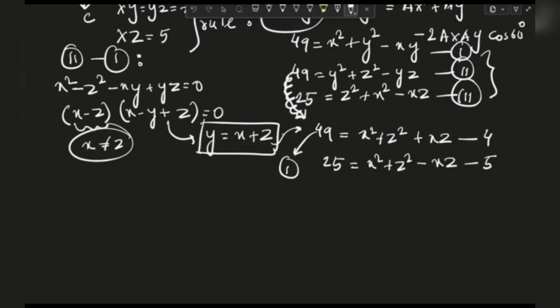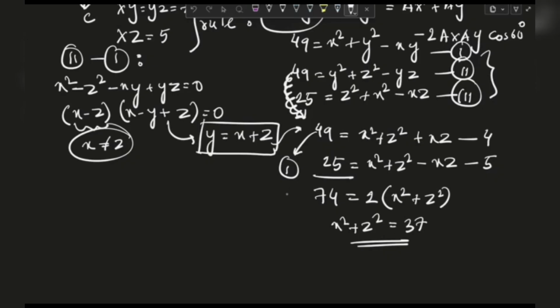If we add, this becomes 74 equals 2 times x squared plus z squared. So x squared plus z squared is 37. We also need another condition to get the values of x and z. So I will subtract equation number 4 minus equation number 5. If you observe carefully, it will be 2xz equals 24. So from here, after subtracting, xz is 12. Now we can put this into this and solve.